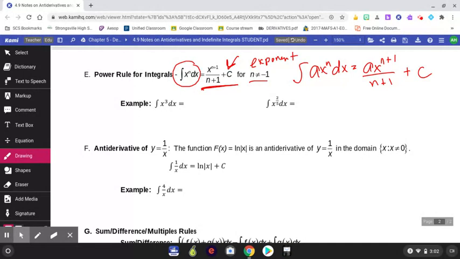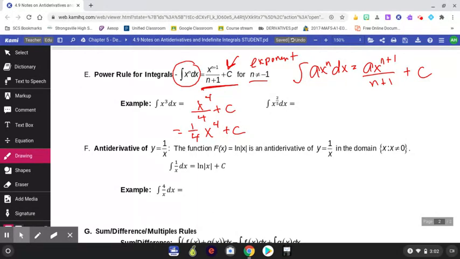Okay, so for example, if I said integrate x cubed or find the antiderivative of x cubed, I would add 1 to the exponent and divide by the new exponent plus c. And by the way, x to the 4th divided by 4 is the same as saying 1/4 x to the 4th. And so you can write that either way.